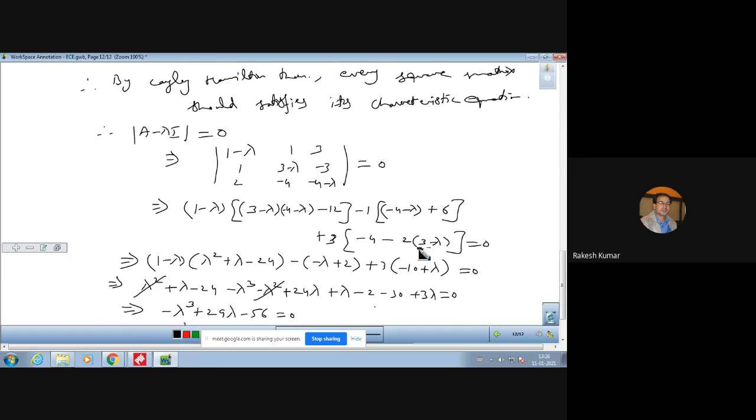Little mistake is there. This is a minus 2 and this is a 2 lambda. Just to rectify this mistake, this is minus 2 into minus lambda. This is plus 2 lambda.